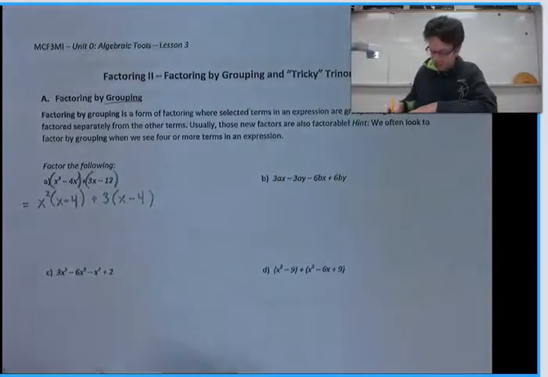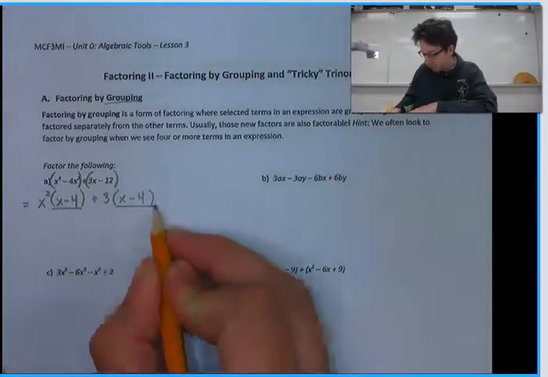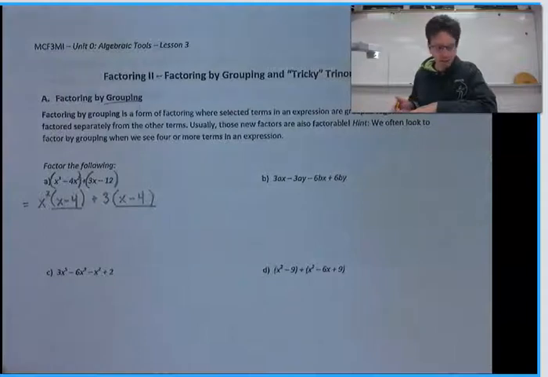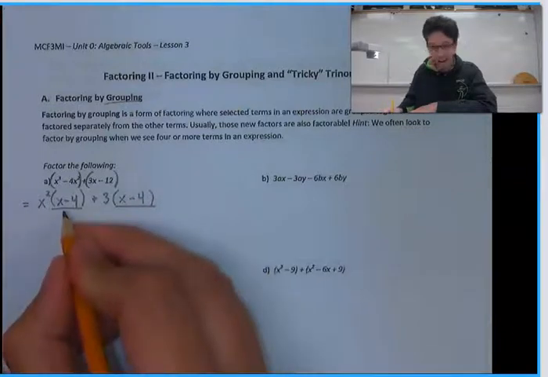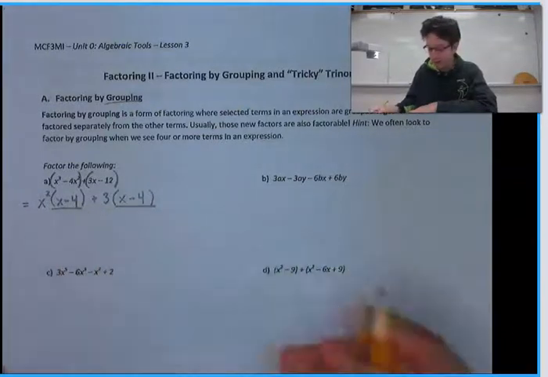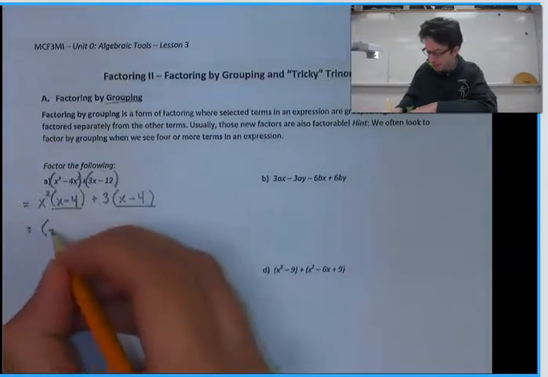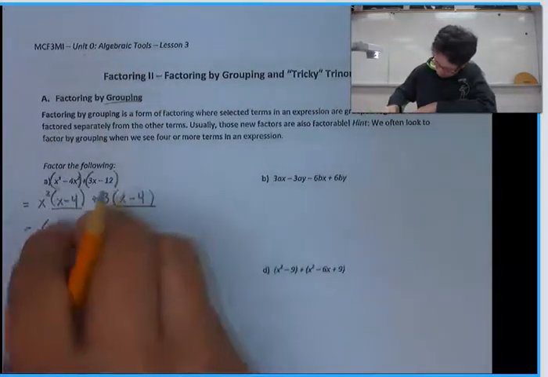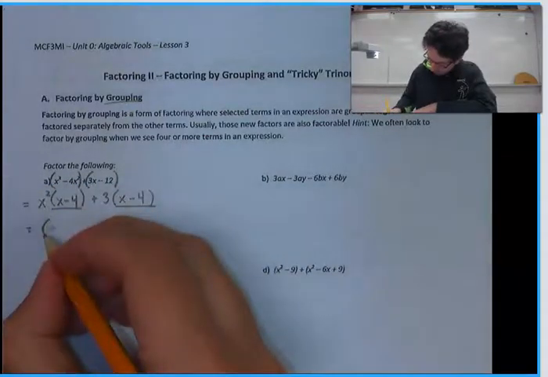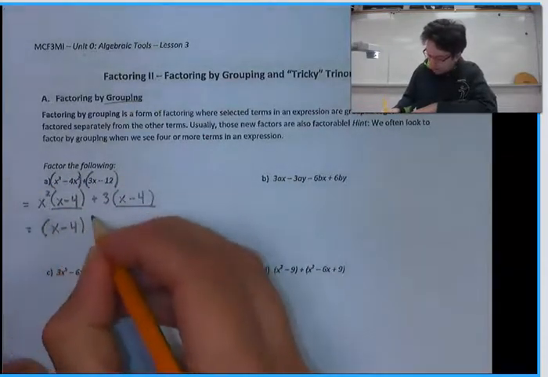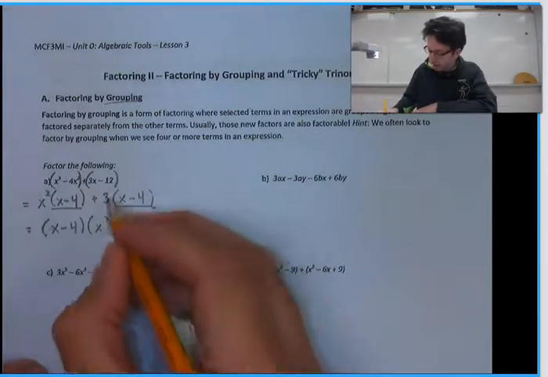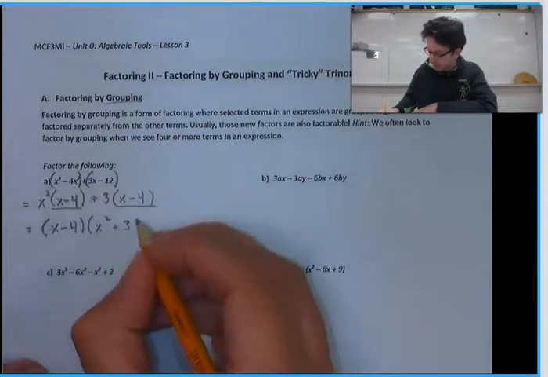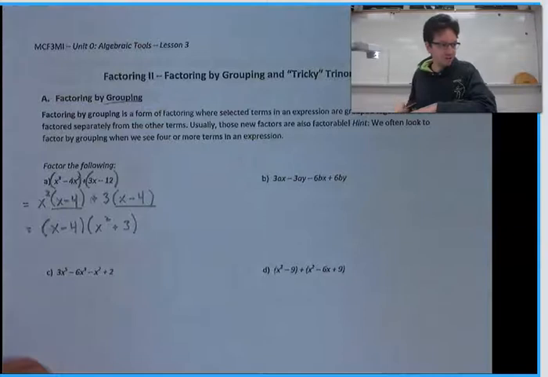Now when you do this, notice that now both brackets are identical. So if we're looking at these two terms now, we can see that we have a greatest common factor between these two terms, and we can pull out that x minus 4. And then that x minus 4 is multiplied by x squared and a positive 3. Right? And there we factored that one. Okay, let me do another example. I'll do C with you.